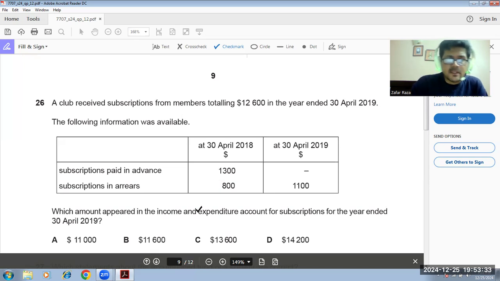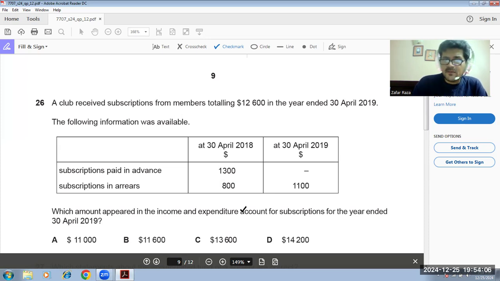Okay. A club receives subscription total 12,600 in the year ended 30th April 2019. The following information was available. At the start of the year, prepaid subscription and accrued subscription are given. At the end of the year, only accrued subscription is given. So what we have to do, we have to calculate the amount of subscription that is going to appear in the income and expenditure account, okay, as a source of income. So what we have to do, it's very simple.